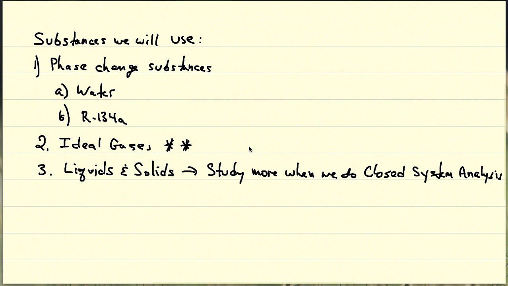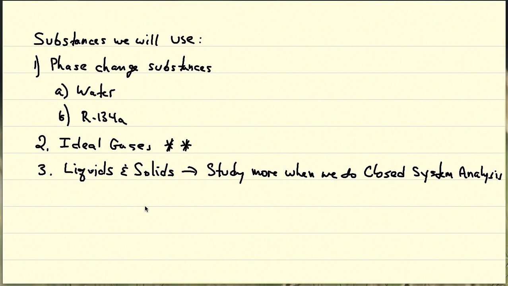The second major class of substances that we study are ideal gases, and this is what we're going to study extensively today. That's why we have the 2 asterisks identified there. We'll get into that in just a moment. The third major class of substances that we're going to use are liquids and solids. We're going to study this a lot less than we do either phase change substances or ideal gases, but all the same, it'll be important for us to know how to work with liquids and solids.